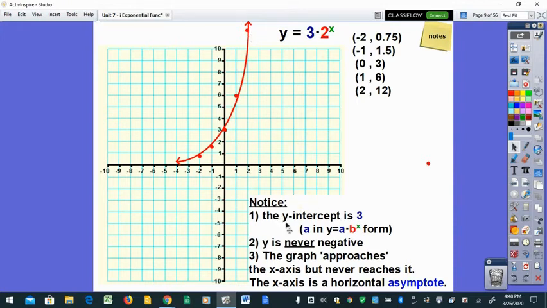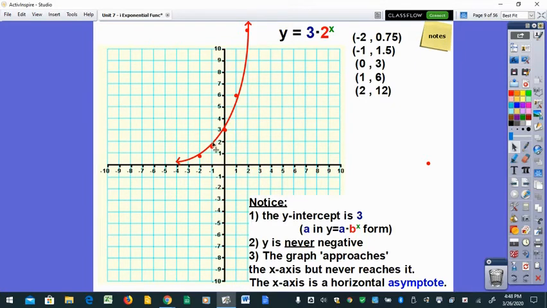Now there are just some things I want you to notice. I want you to notice that the y-intercept is 3, so where x equals 0, y equals 3, and notice the 3 right there, that's our start amount. Notice that the y is never negative, it's never coming down below the x-axis.